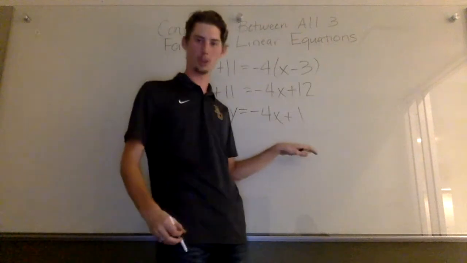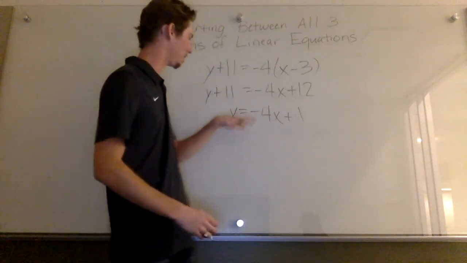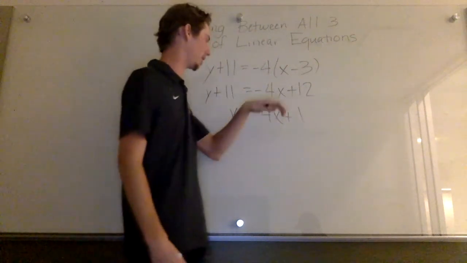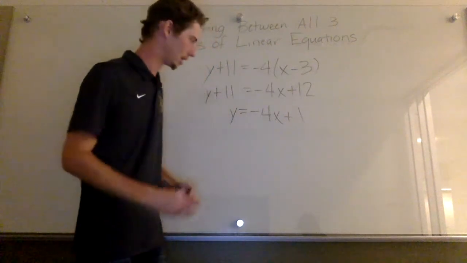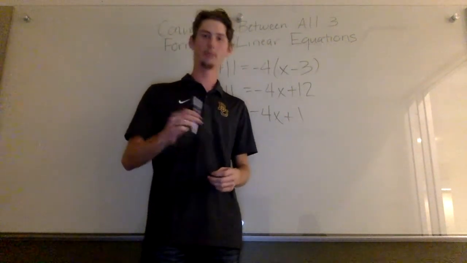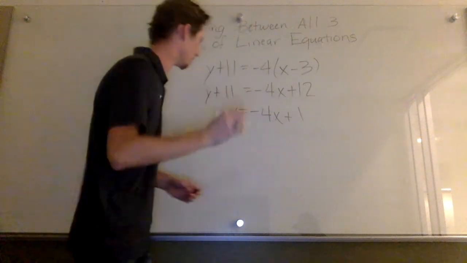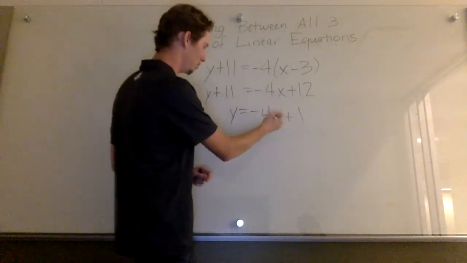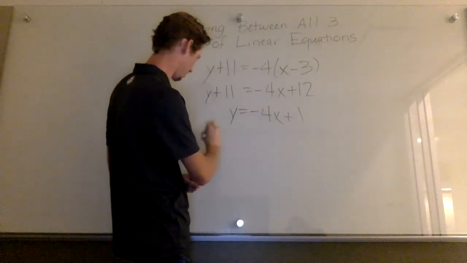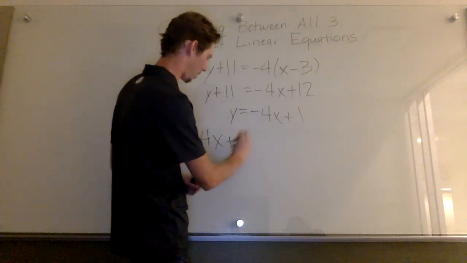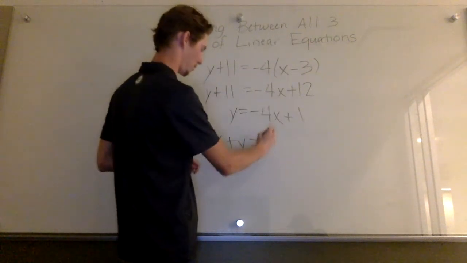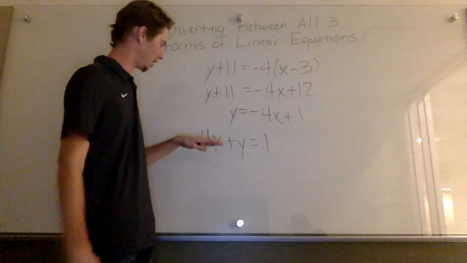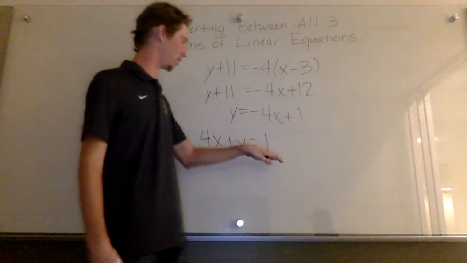Now we have it in slope-intercept form, right? We've got y by itself equals -4x plus 1. So -4 would be our slope, and 1 would be our y-intercept. So we're going to take it just one step further and put this now in standard form. So we know in standard form the x and the y have to be on the same side. So I'm going to move this -4x over here so that it's positive 4x plus y equals, and we just got the 1 that's left over there. And now this looks like standard form. We got 4x plus y equals 1.